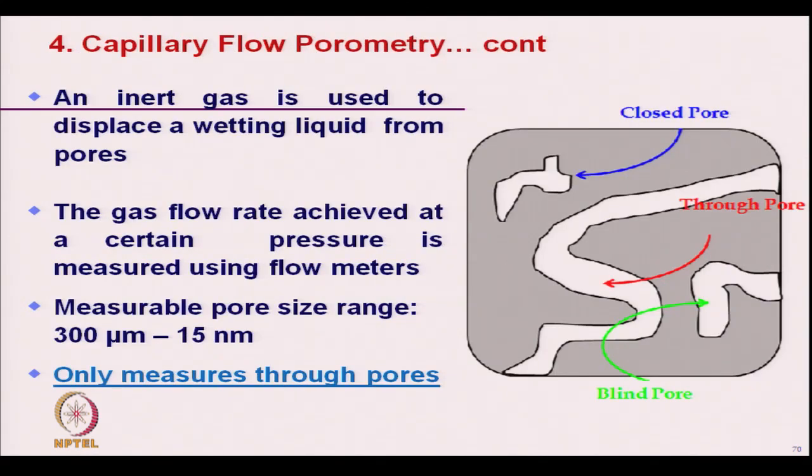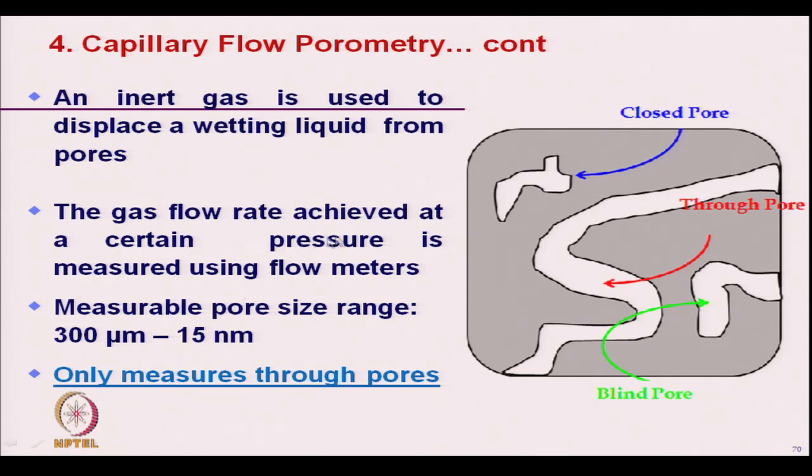So, let us try to understand in detail the capillary flow porometry. This is basically used to measure only the through pores, only through pores are measured, it does not measure the closed or blind pores. So, an inert gas is used to displace the wetting liquid from the pores, like this is a pore, it is initially filled with the liquid, okay.